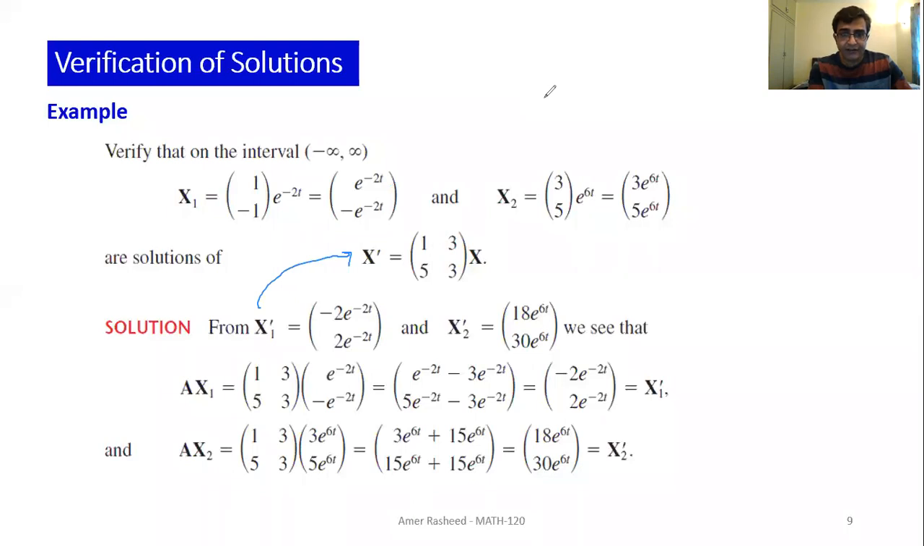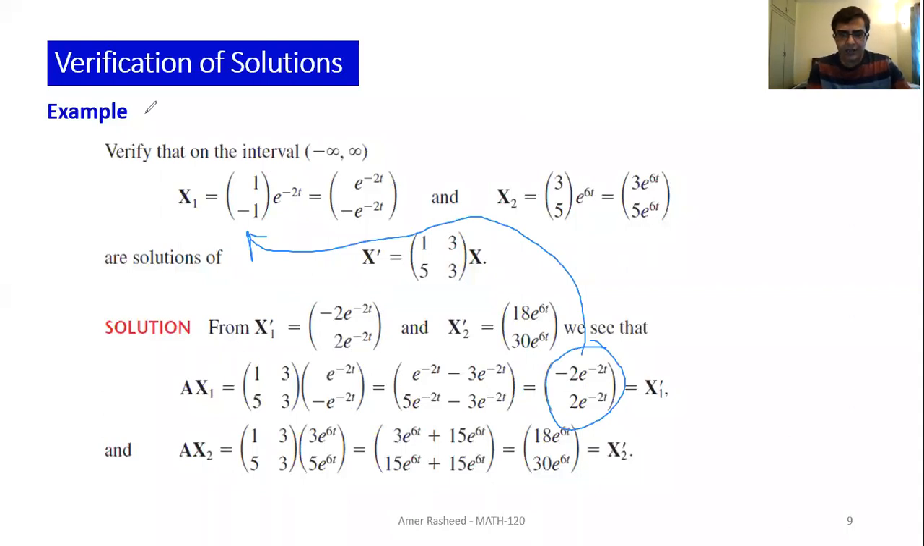Now inserting this here, we start with the right hand side, A times x. Here A times x is the matrix A, (1 3; 5 3), times x1. What is x1? x1 is this. We inserted it here, and now we multiply the matrix A with this x1 vector. We get these two entries, and finally we get this one and this one, which is equal to the derivative of x1.